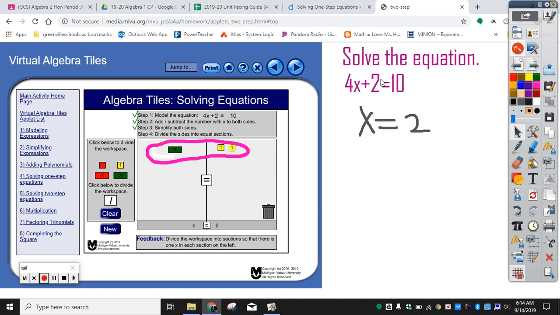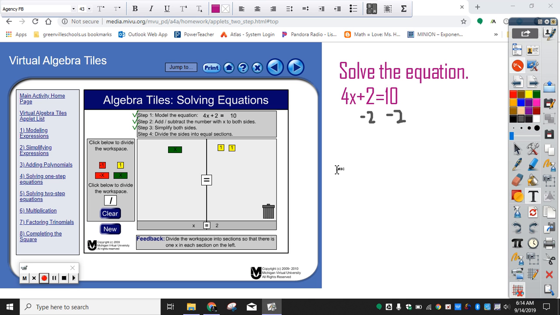If I were to do this by hand, my steps would reflect what I did. In other words, I could show the elimination of those positive 2's by subtracting them from both sides here. 2 minus 2 is 0, so I would have 4x plus 0, and 10 minus 2 is 8. And then once I have that step, 4x plus 0 is just 4x.